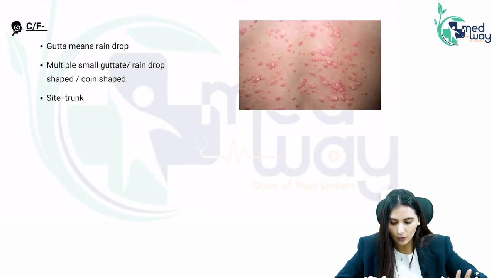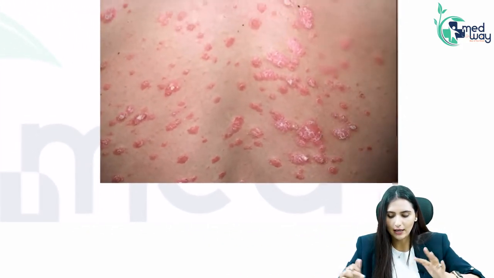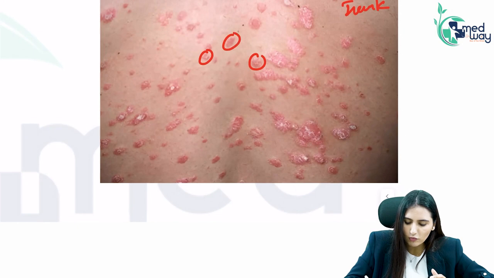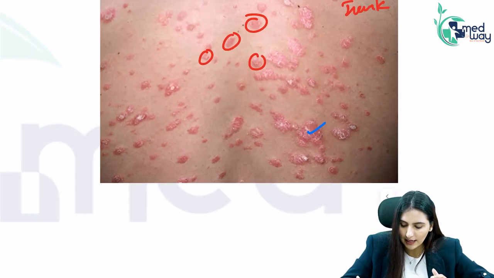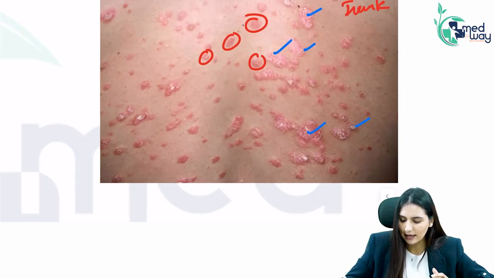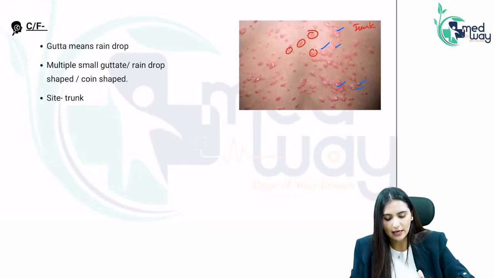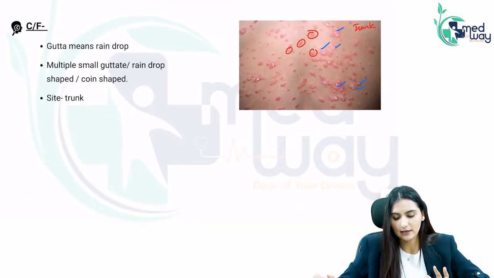How does it look? This is how it looks. Usually seen on the trunk. You see these small lesions, but they have scaling and they have a silvery part. Scaling. Silvery lesion. So this is what you see in guttate psoriasis.